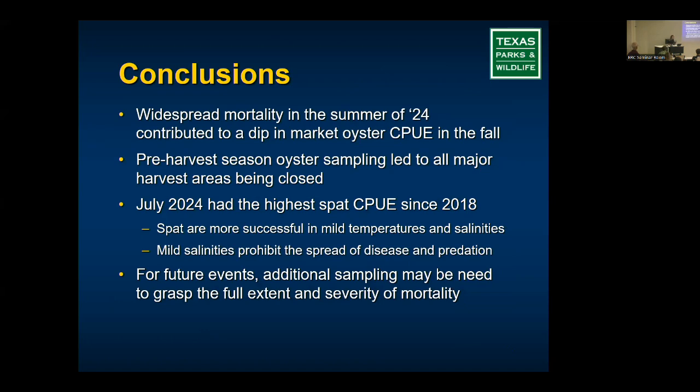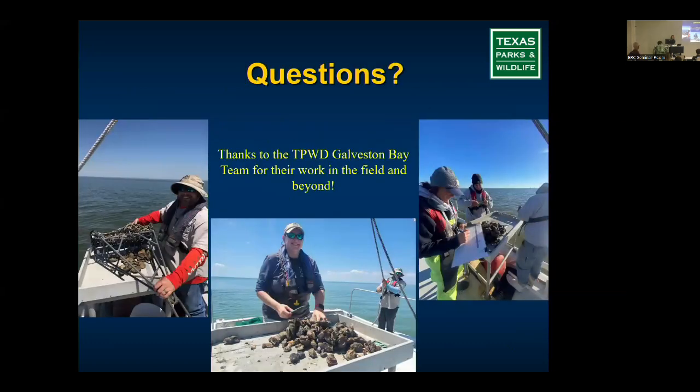I'm gonna skip ahead really quick because you guys can read. So this is important because as these events continue, more floods and more droughts, we're going to see these mortality events continue and possibly be more severe in the future. And so it's important for us to be able to conduct this additional sampling to fully grasp the extent and severity of these events so we can keep an eye on the health of our oyster reefs for Galveston Bay and the rest of the coast. All right, and I think that is all.